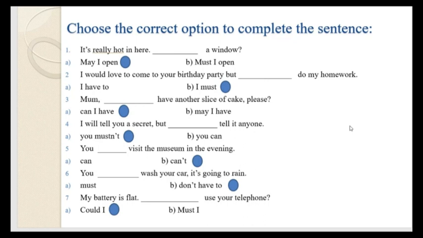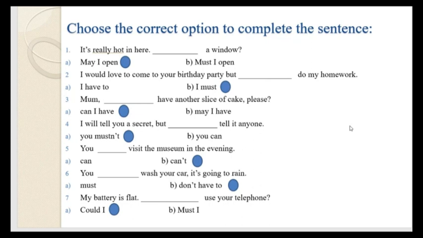4. I will tell you a secret, but A. You mustn't, or B. You can tell it anyone. Yes, A. You mustn't tell it anyone.